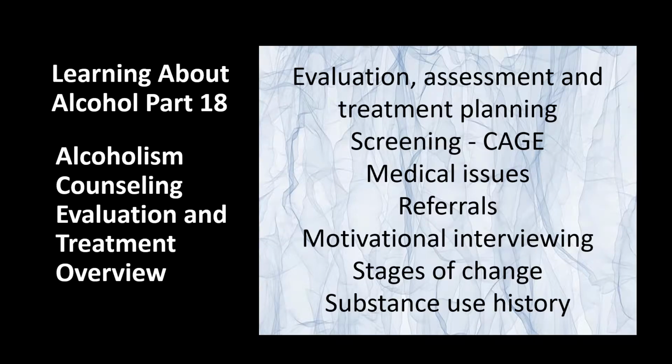Alcoholism treatment begins with evaluation and planning for treatment. Some of the things that a counselor will need to know how to do are evaluation, assessment, treatment planning, and screening. One particular tool for screening is the CAGE. We also need to understand how clients' medical issues may interact with their alcoholism, when to make referrals, and about things such as motivational interviewing, stages of change, and taking a substance use history.